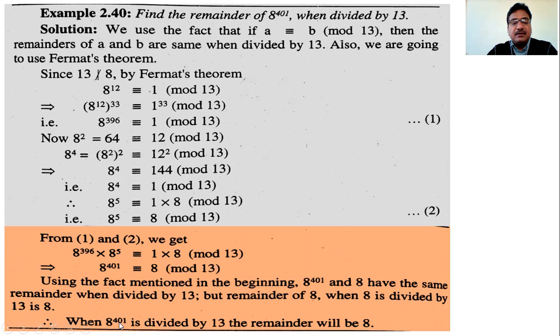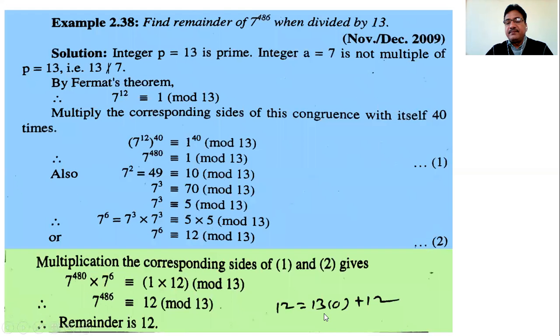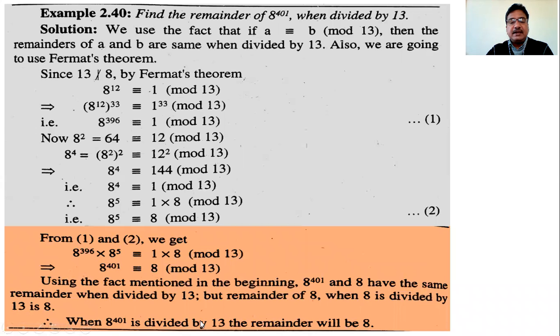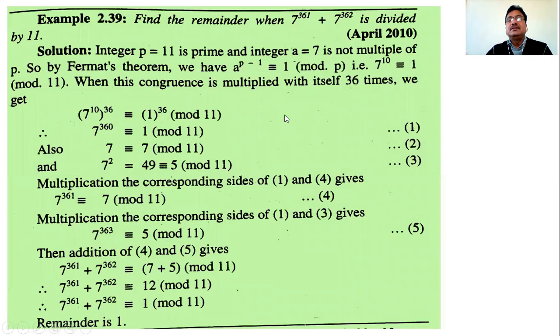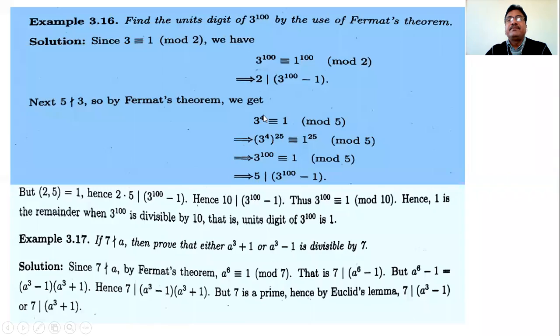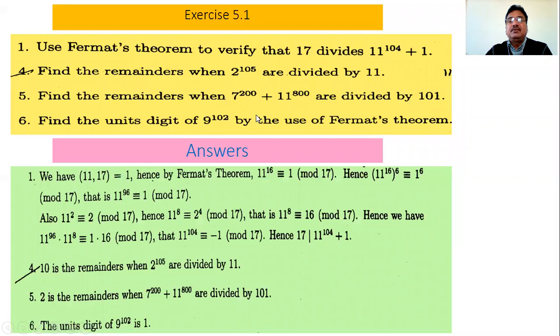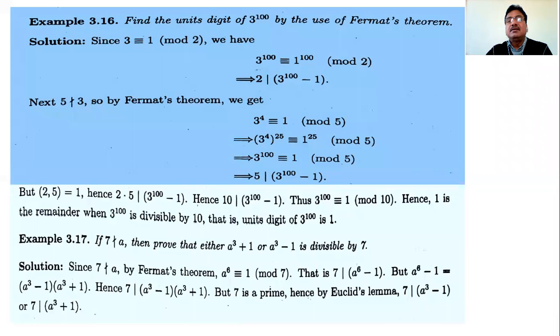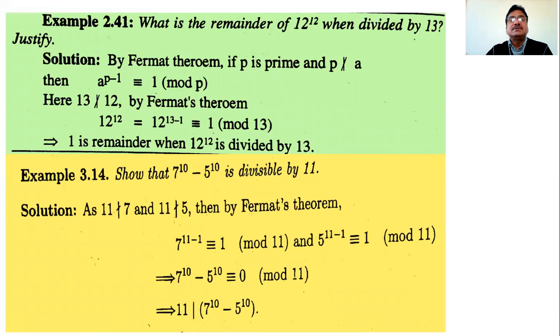Okay, and therefore the final answer is: if you divide 8 raised to 401 by 13, then 8 is the remainder. Dividing 8 by 13, 8 is equal to 13 into 0 plus 8. So 8 is the remainder when 8 raised to 401 is divided by 13. So these are similar problems on Fermat's theorem. We'll see the remaining problems.